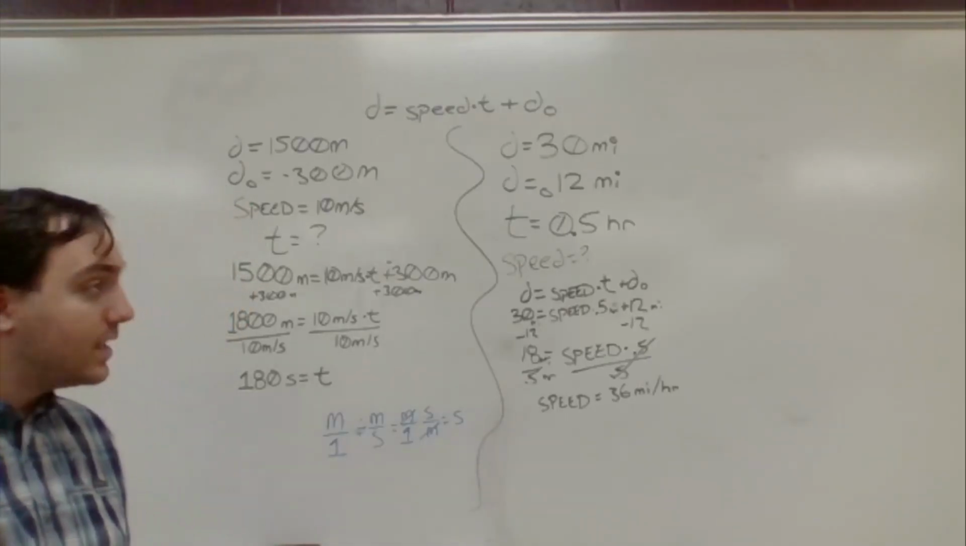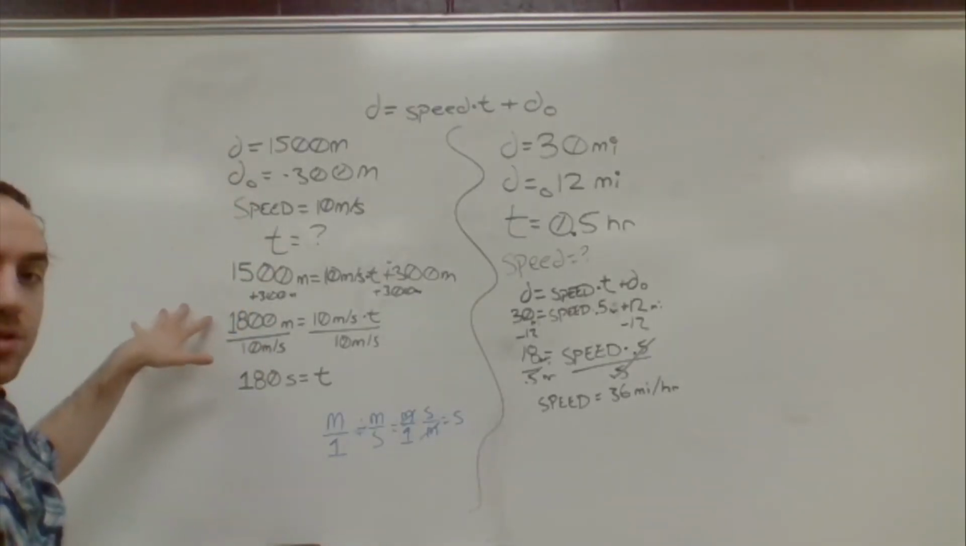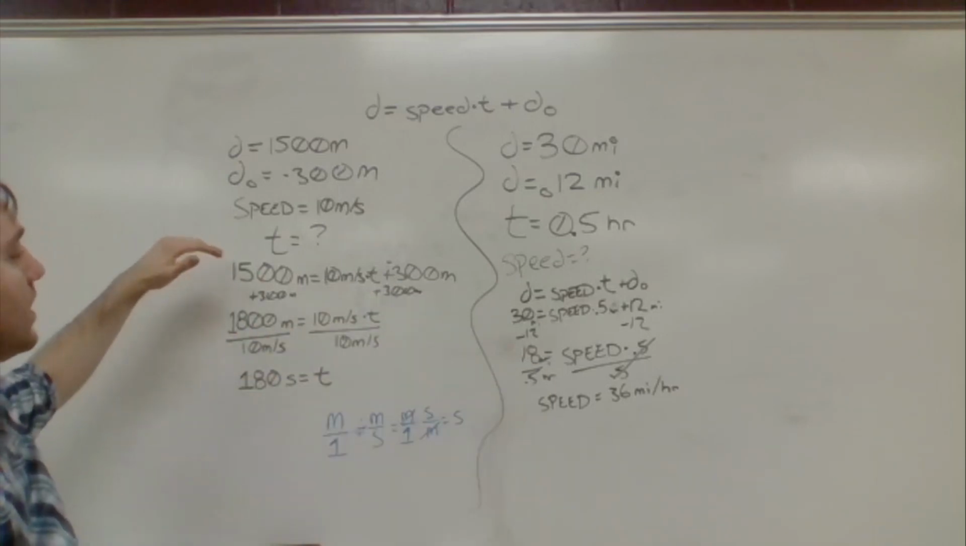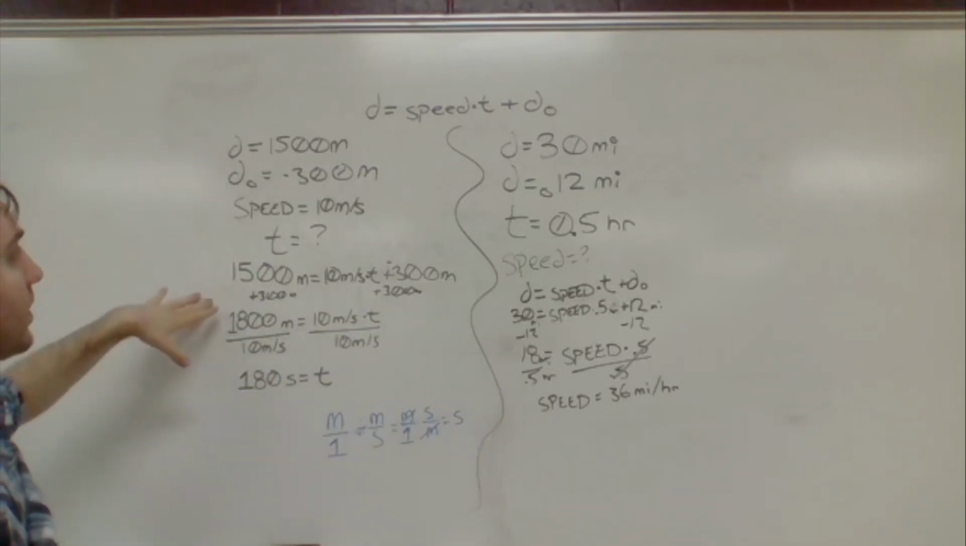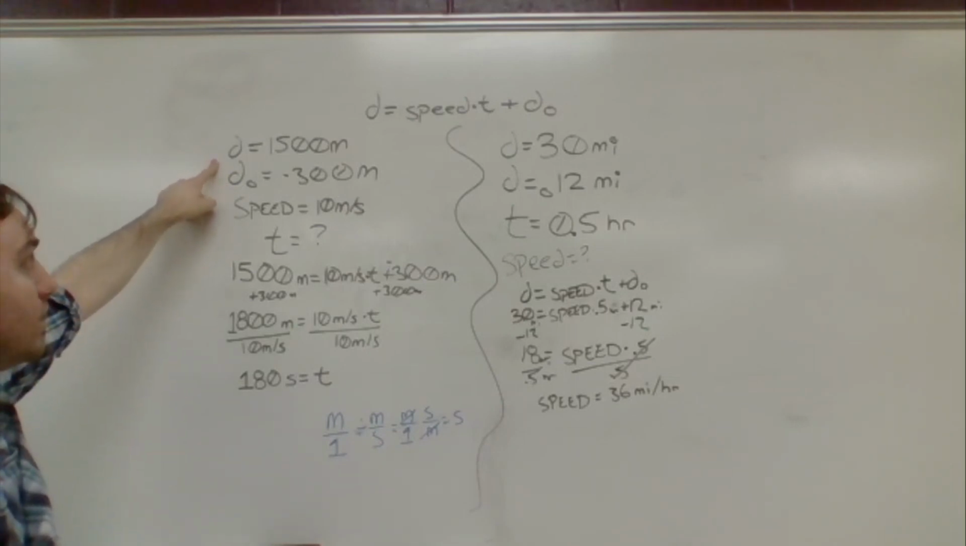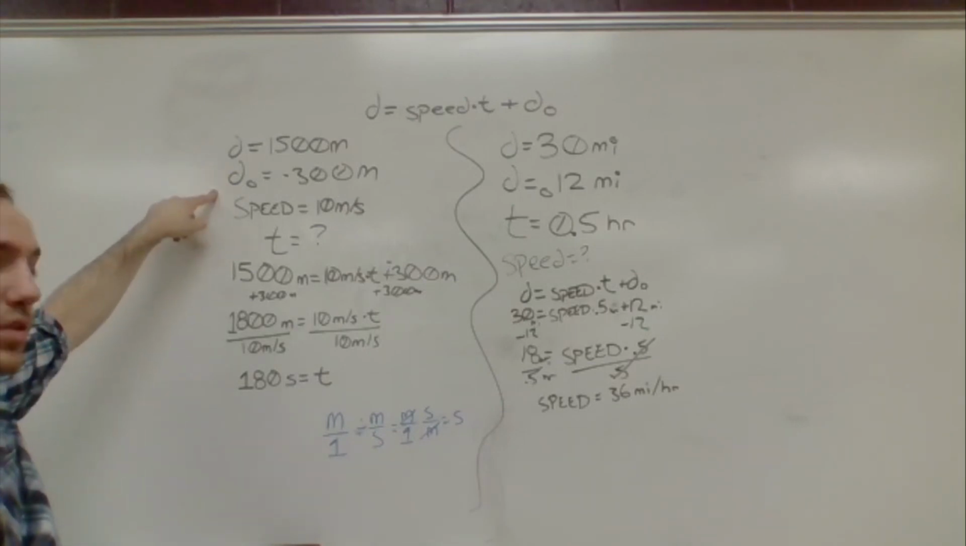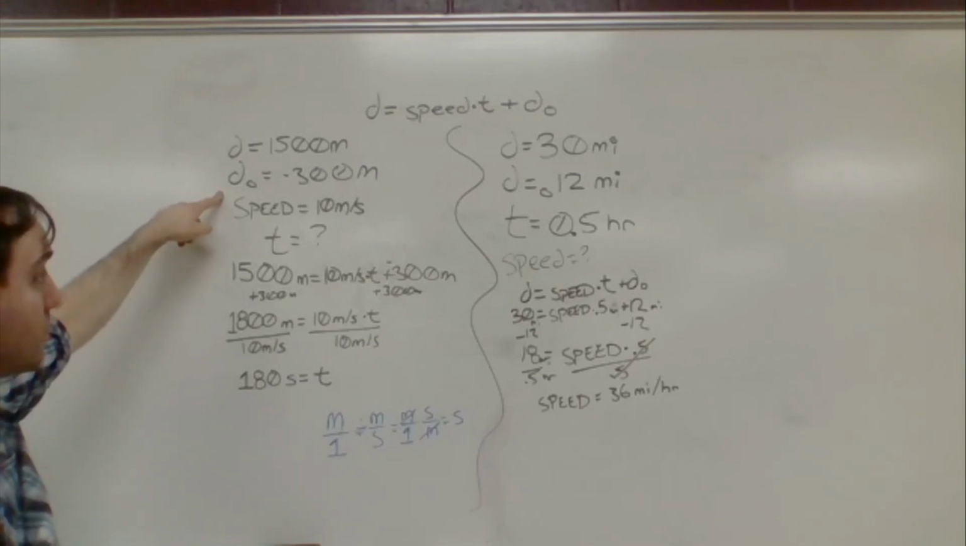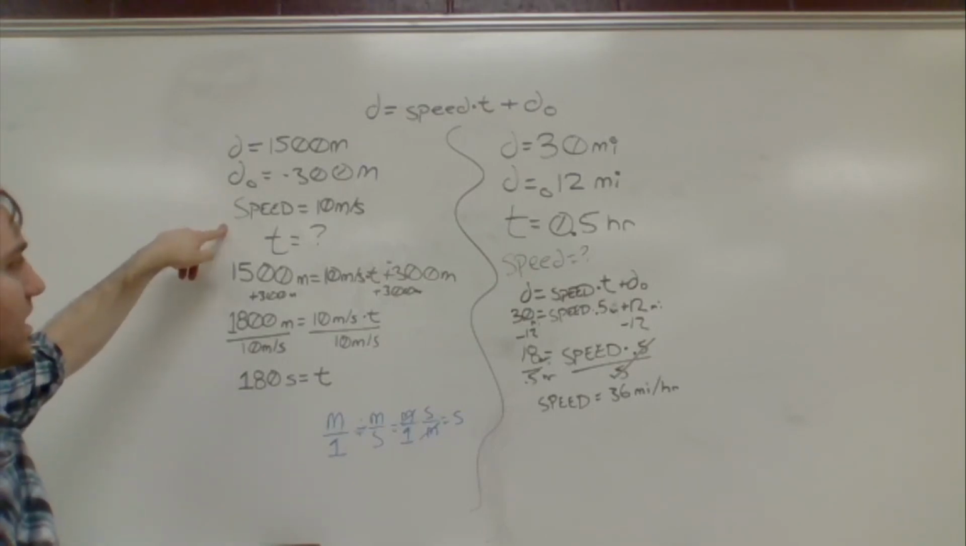Okay, here are your answers. On the left side, which is a separate problem from the right, I started by taking my equation and plugging in what I know. My distance that I need from my house to work is 1,500 meters. My initial distance is 300 meters. I'm at my friend's house. My speed is 10 meters per second.